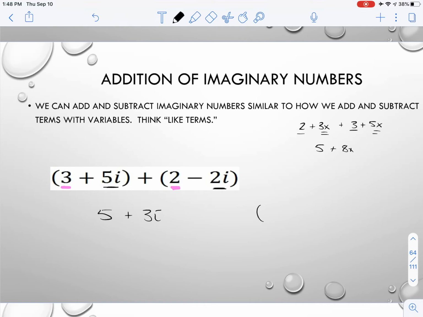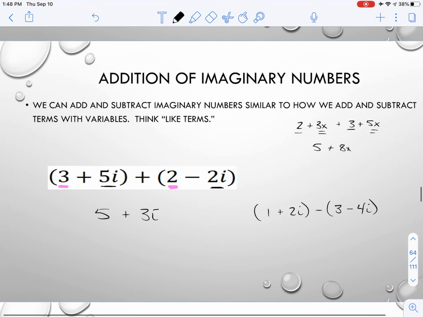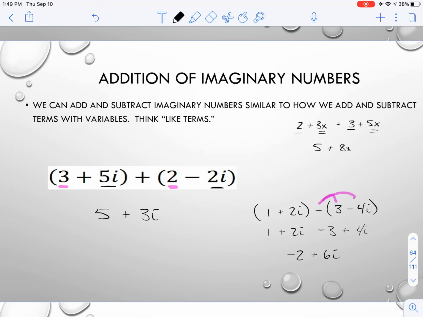So if I had something, let's do 1 plus 2i minus the imaginary number, let's do 3 minus 4i. Okay. I need to distribute this negative to both terms of my imaginary number. So what I'm going to end up with is 1 plus 2i minus 3 plus 4i. And now I can combine my like terms. Here we get negative 2 plus 6i. Okay, so when we're subtracting imaginary numbers, don't forget you're subtracting both the real and imaginary component of that negative imaginary number, and we're going to have to distribute a negative 1 to both terms.